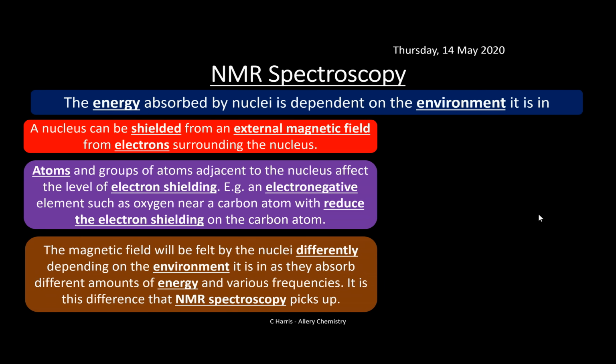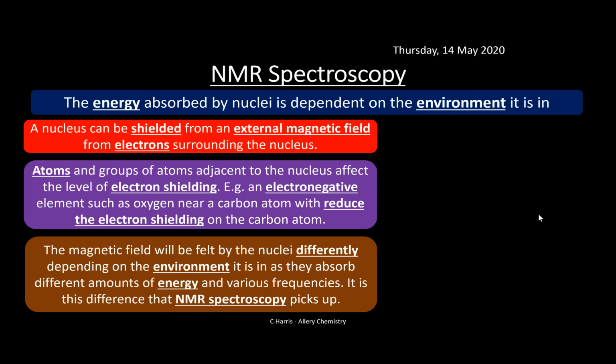Okay, so the magnetic field will be felt by the nuclei differently, depending on the environment they are in, as they absorb different amounts of energy at various frequencies. And so it's that difference that NMR spectroscopy is picking up. Remember, the NMR machine is measuring the absorbance, how much energy it requires to turn one of the nucleons in the magnetic field into the higher energy level. Excuse me.